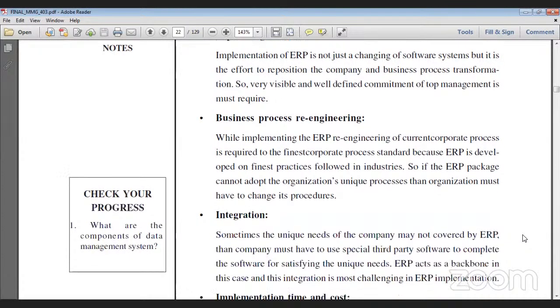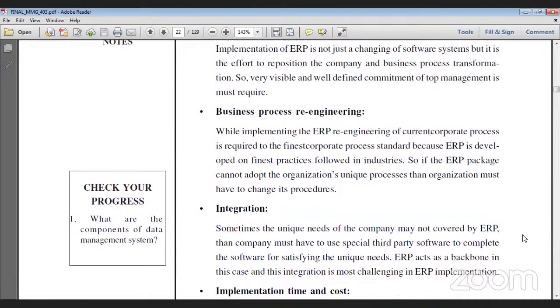Here are some checks for your progress. What are the components of data management?